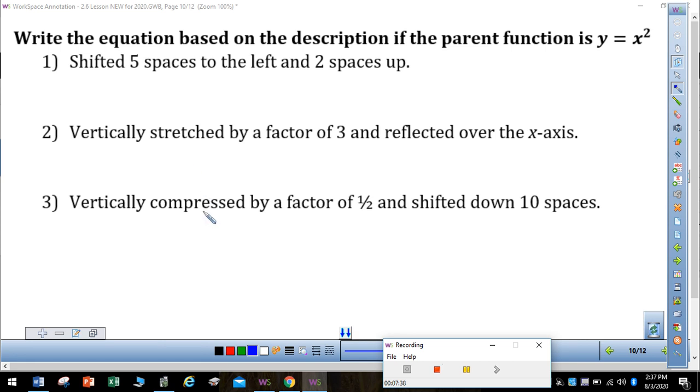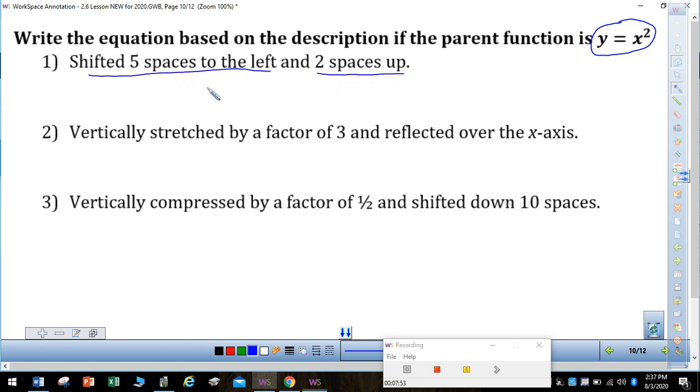All right, so now we're going to take a short break from graphing, and we're just going to think about what's happening with the equations. So we have some descriptions. We're going to write the new equation based on the description. For all of these, the parent function is going to be the parabola, y equals x squared. So in the first one, we have a graph that is shifted 5 spaces to the left and 2 spaces up. So we're going to start with y equals.